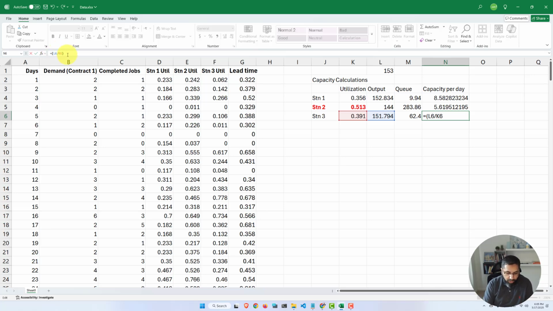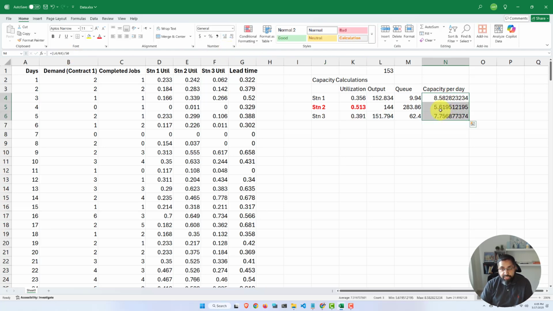Okay, I put it in brackets, divide by 50 to get per day. And that's this. So you can see from the capacity calculation that the lowest capacity is station 2, which is the bottleneck.